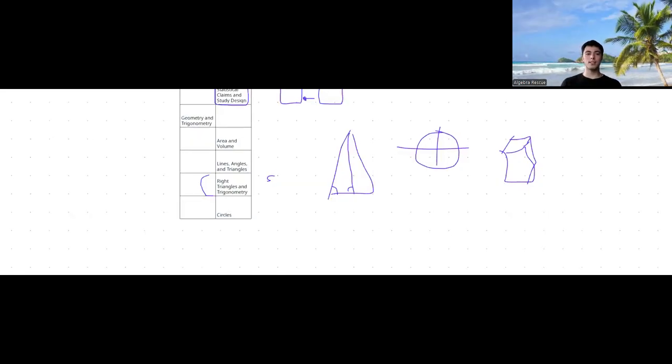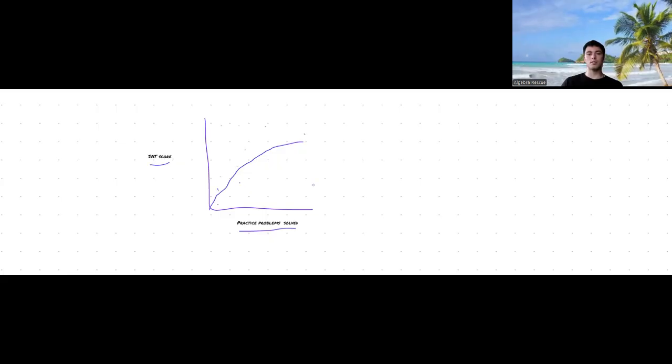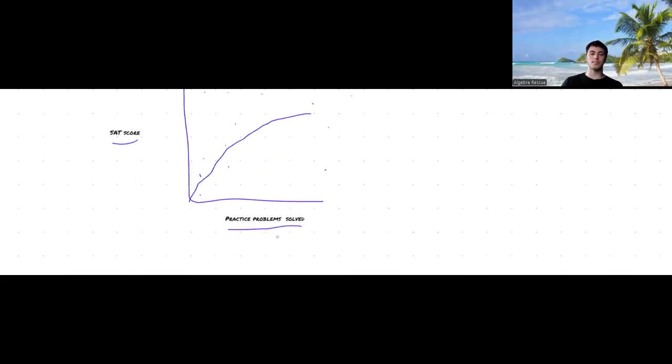So now what's your next step? Well, it's simple. We find in studies that, this is SAT score here, we find a direct correlation, or maybe not, a linear function. But generally, people that have solved more practice problems will get a higher SAT score. Yeah, but very few people that have solved a lot of problems are going to score low on the SAT.